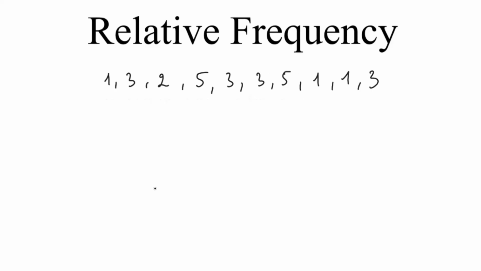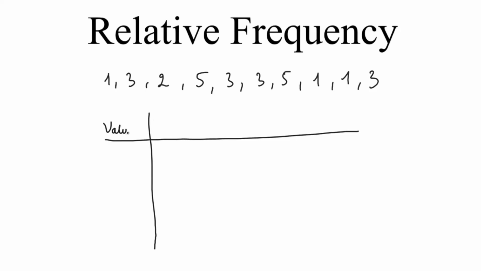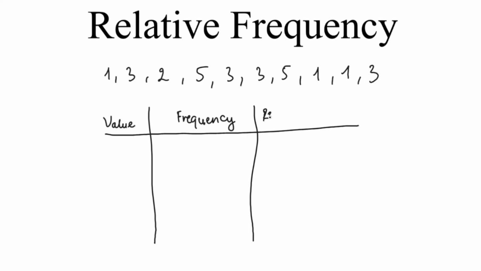So we will go over an example to make sure that you get familiar with this topic. So you have the data set, right? You have to make the frequency table to find the relative frequency. So the frequency table looks like this. The first column is the value. The second column is the frequency of each value. How many times the value appears, right? And the last column is the relative frequency. Okay, so now the value. In this data set, we have to count how many unique values we have. So 1, 3, 2, and 5 are the unique values we have, right? So 1, 2, 3, and 5.